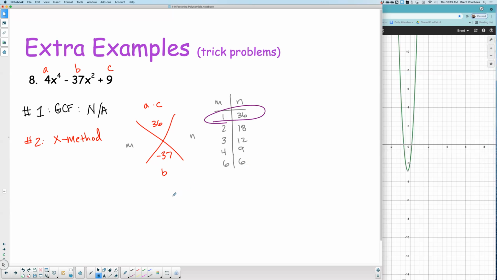Okay, how does 1 and 36 become a negative 37? And we can check it. Does a negative times a negative give me a positive? Yeah, that's it. Negative 1, negative 36.